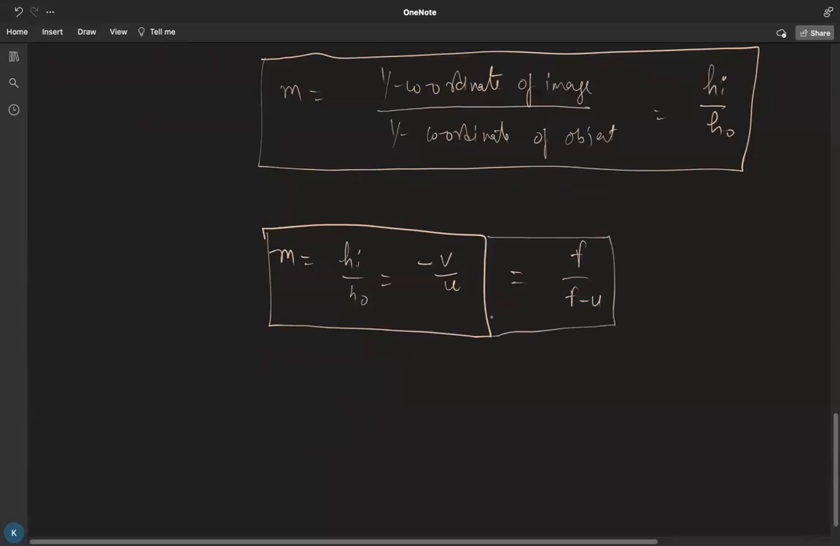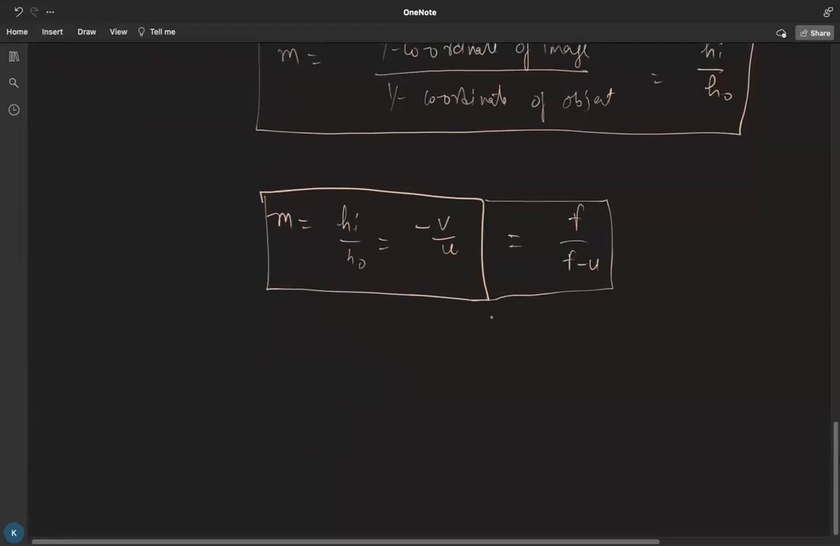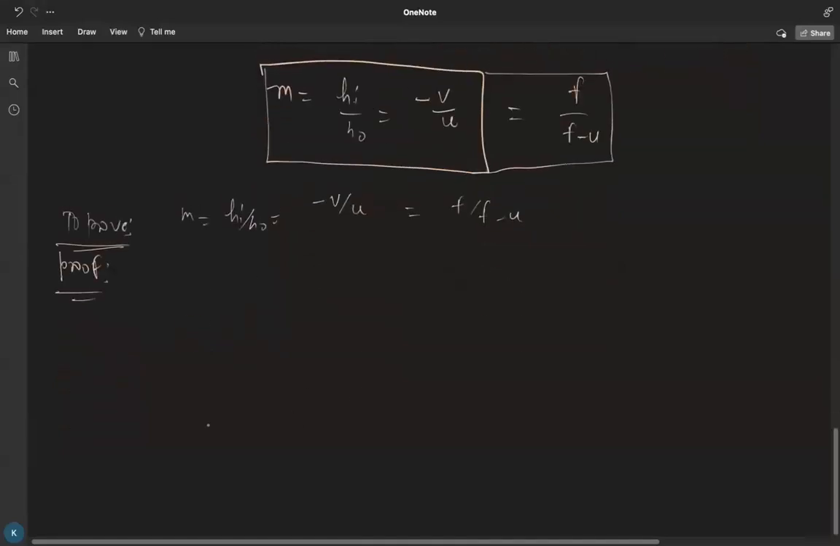So now let's prove it. Let's see the proof. What do we have to prove? We have to prove that M, which is defined as HI by HO, height of image by height of object, is equal to minus V by U, and it is equal to F by F minus U. Okay, so let's do it. I'm doing it for a concave mirror. It is similar for the convex mirror as well. So I'm taking a concave mirror.